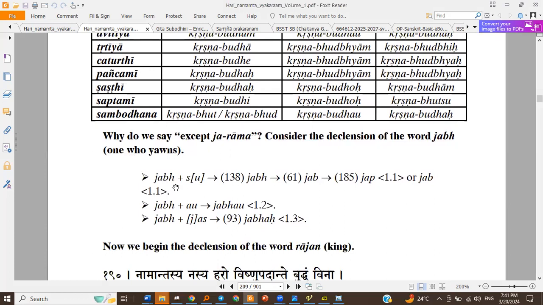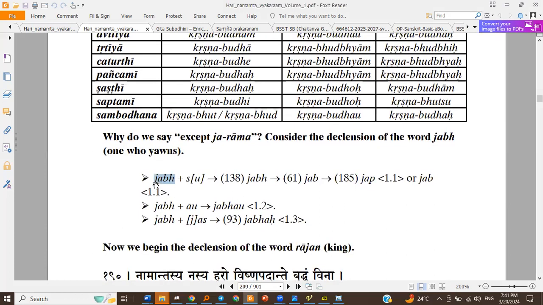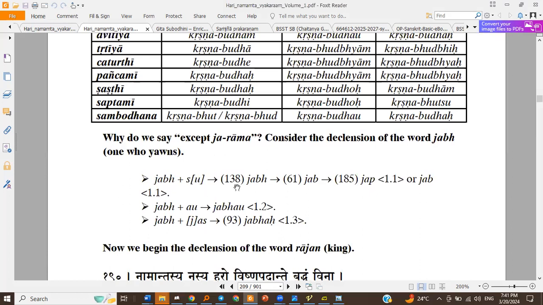Then the next is Jab. So in Jab, it's the same, but the initial Harigada is Jarama. So we can't apply that rule. So yeah, we can't do that.